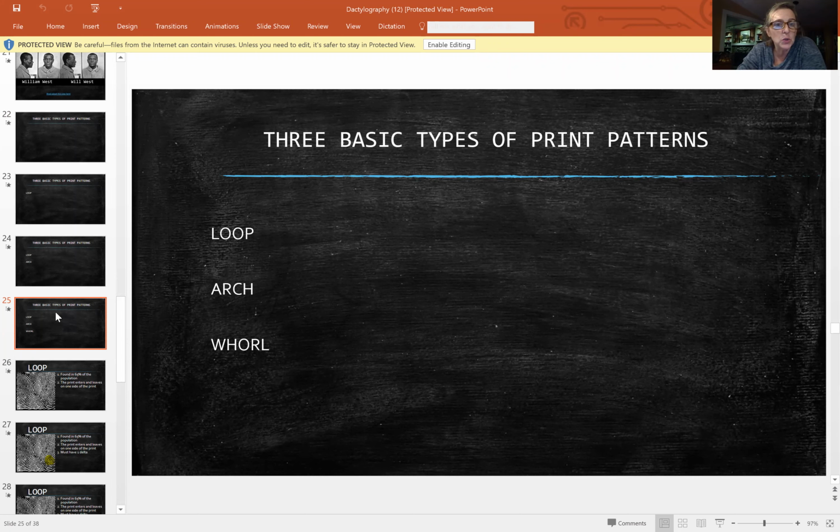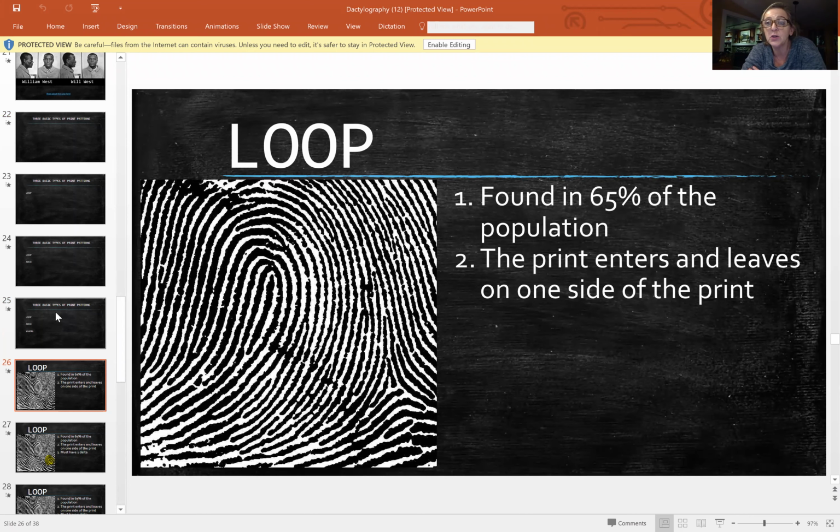So we've got these loops, arches, and whirls. Let's take a look at our first one. We've got a loop. A loop is found in about 65% of the population. So most people have one or more loops on their fingers. Now, just because you have a loop doesn't mean that all your fingers are going to be loops, but at least 65% of the people out there have them.